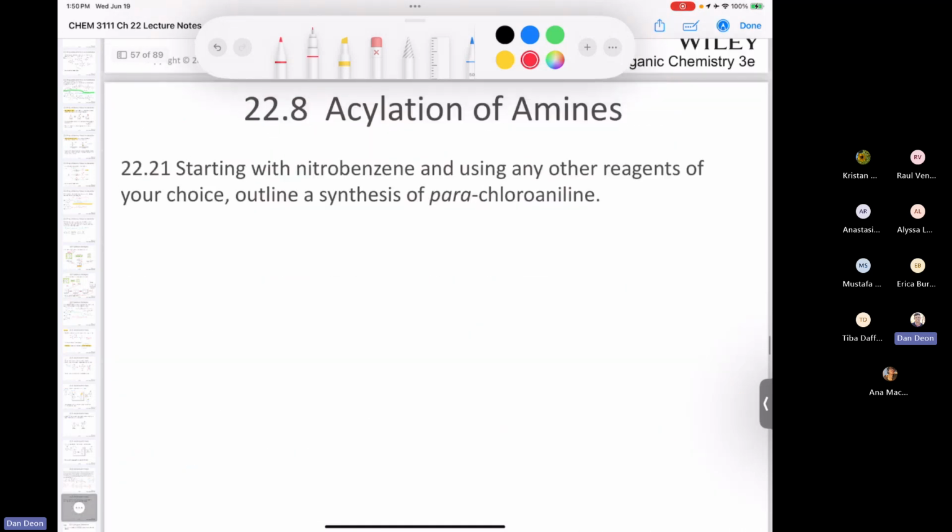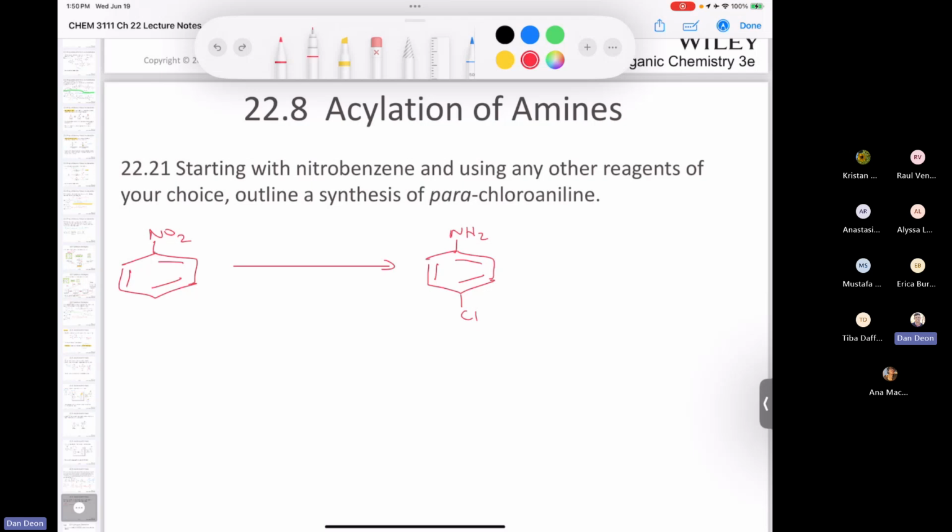The next one, it says starting with nitrobenzene, and any other reagents of your choice, outline a synthesis of parachloroaniline. So that's this compound here. Well, a nitro group is an ortho-para director, or sorry, a meta director. So that's not going to work. And if we reduce it, then we're going to end up with something that's going to be an ortho-para director. But let's just do that, and then we can discuss it further.